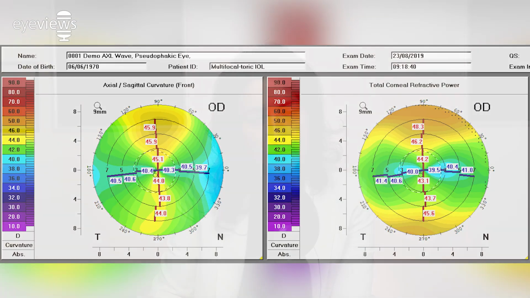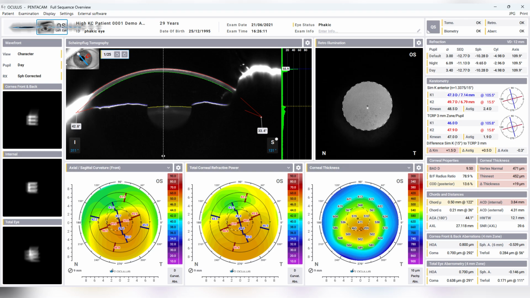In addition to that, the Pentacam can also offer the aberrometry and the refraction. When we are preparing and examining a patient for a premium IOL, we want to examine not just the corneal refractive power, but the total aberrometry of the eye. So the Pentacam AXL Wave offers both platforms in order to assess the patient and measure the patient.